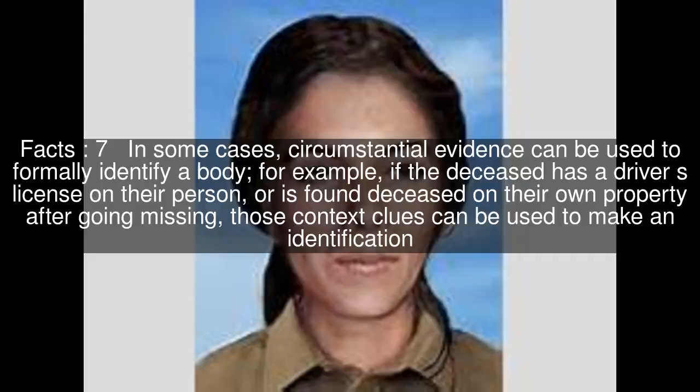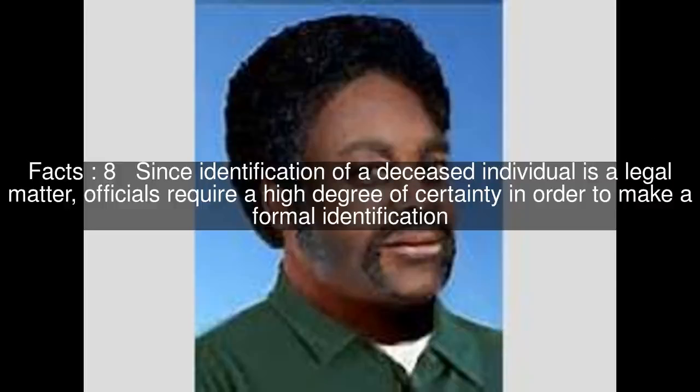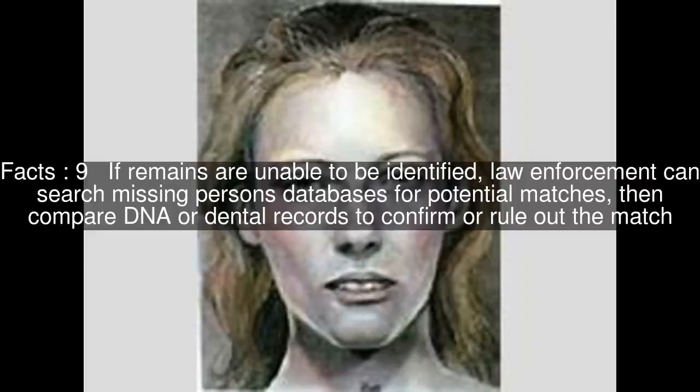In some cases, circumstantial evidence can be used to formally identify a body. For example, if the deceased has a driver's license on their person, or is found deceased on their own property after going missing, those context clues can be used to make an identification. Since identification of a deceased individual is a legal matter, officials require a high degree of certainty in order to make a formal identification.